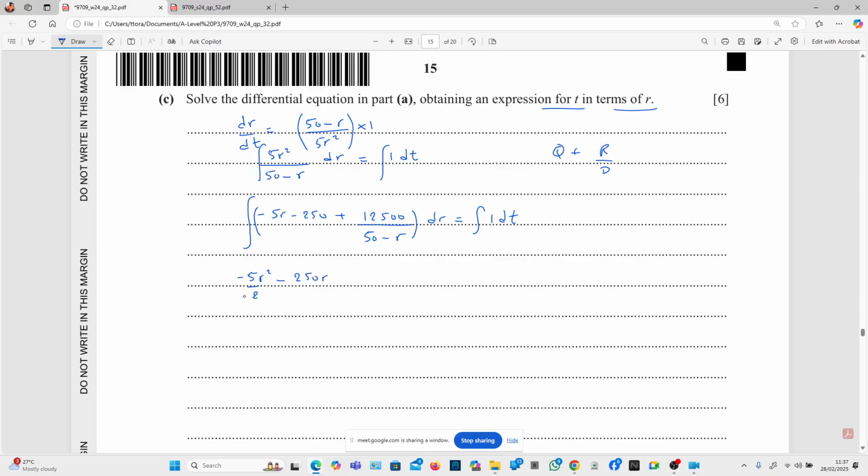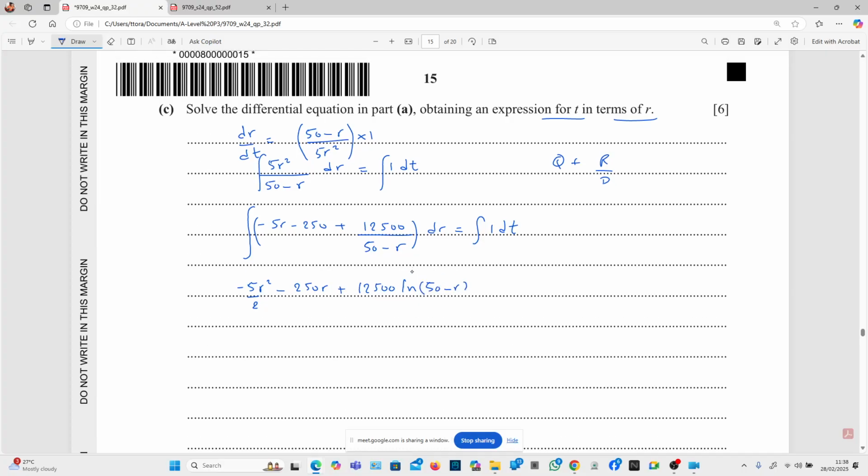Some students might leave it as a decimal. It doesn't really matter. And then here I've got 12,500 over 50 minus r. So can I say 12,500? If we integrate 1 over x, we get ln x. So 1 over 50 minus r is ln of 50 minus r. And because we need to differentiate the denominator, if we differentiate this, we're going to get minus 1.